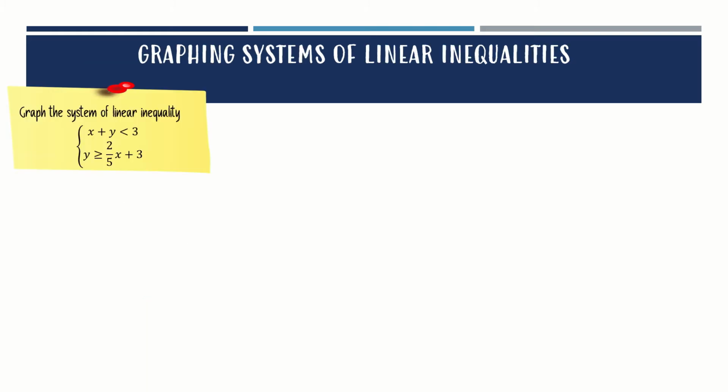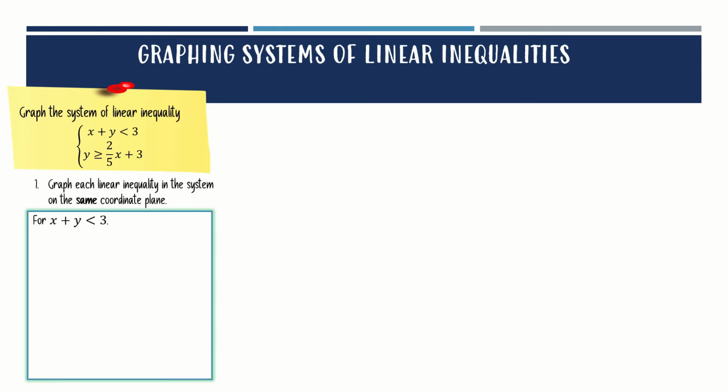For example, graph the system of linear inequality x plus y less than 3 and y greater than or equal to 2 over 5x plus 3. Step 1. Graph each linear inequality in the system on the same coordinate plane. For x plus y less than 3, we will use its x and y intercepts. So let x equal 0 and y equal 0. Substitute 0 for x, we have 0 plus y equals 3. The result is y equals 3.